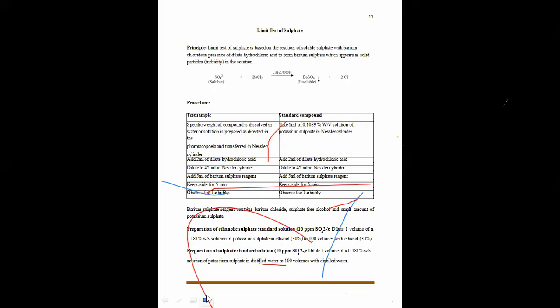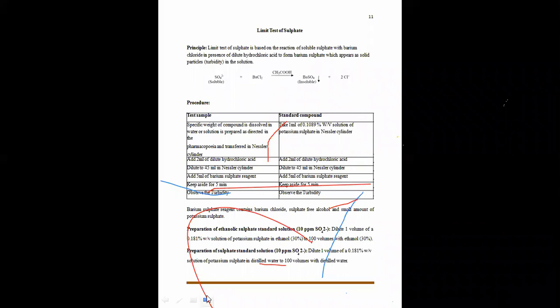As we have discussed for the chloride ion, when it reacts with the silver nitrate solution in the presence of nitric acid, it gives opalescence. And we compare the opalescence with the standard solution. If our test solution is less opalescent than the standard solution, then our sample passes the limit test of chloride.